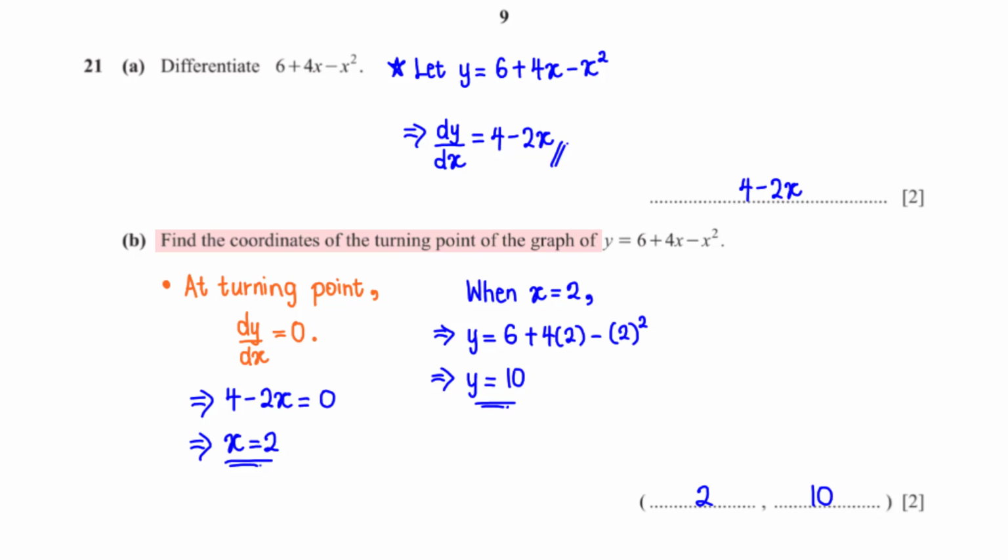To get the corresponding y coordinate, we substitute x equals 2 into the equation of the graph. This gives us 6 plus 4 times 2 minus 2 squared. When we type this into the calculator, we get y equals 10. And so the coordinates of the turning point are (2, 10).